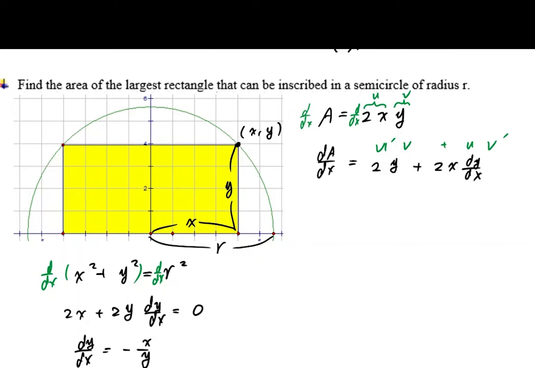Good. Now shove it right in here, okay? So what we have is 2y plus negative, right? So it becomes minus.